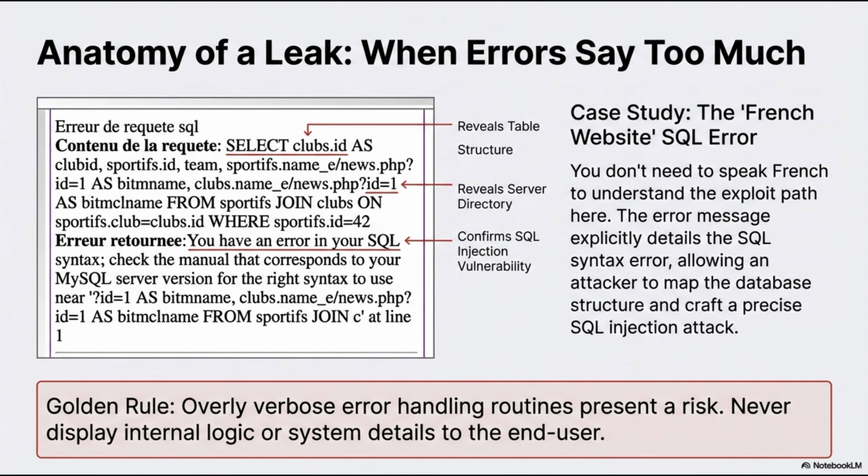Now, the anatomy of a leak: when your errors say too much. So, the French website SQL error. You don't need to understand French to understand the exploit path here. The error message explicitly details the SQL syntax error, allowing an attacker to map the database structure and craft a precise SQL injection attack. The golden rule of this is overly verbose error handling routines present a risk. Never display internal logic or system details to the end user. Keep it generic and keep it high brevity.